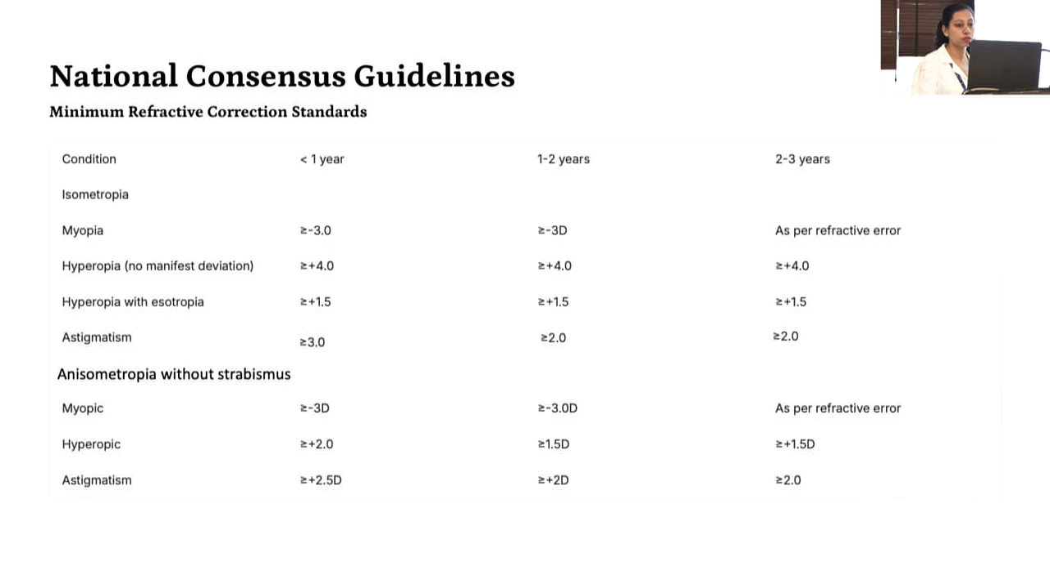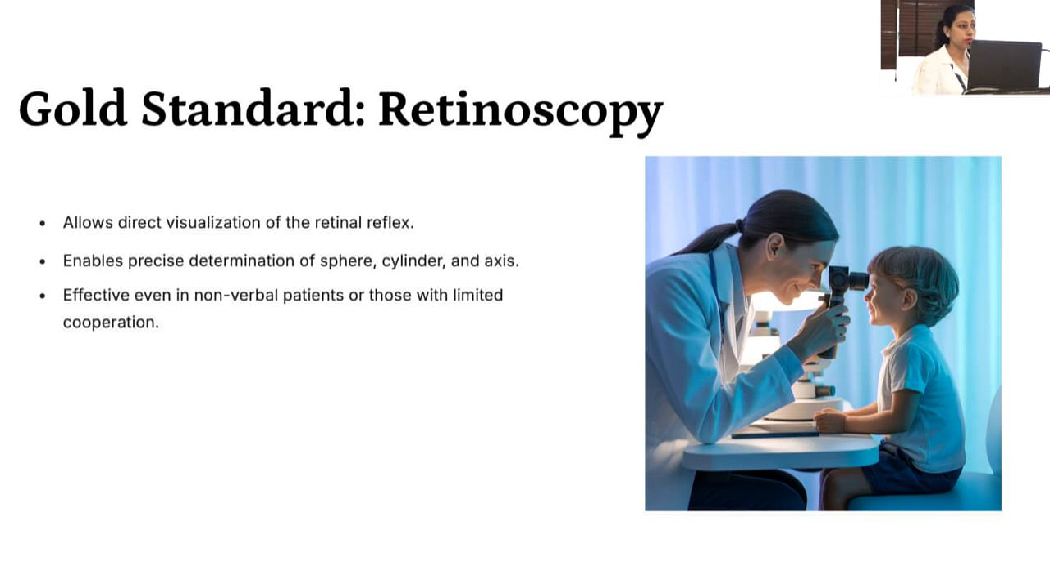So it follows a similar trend, but the values are slightly on the lower side in our country. That is, myopia has to be corrected if it is more than -3. Hyperopia, in the previous year it was 6. In national consensus it is +4. And if it is having squint, that is esotropia, it has to be corrected even if the value is +1.5 diopters.